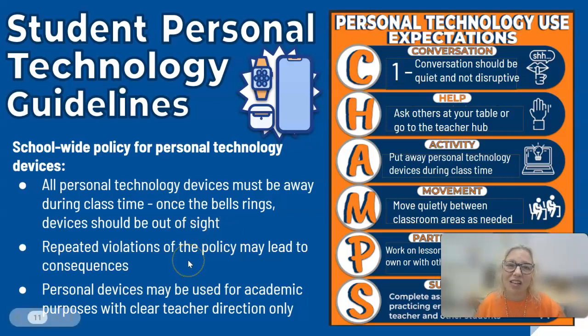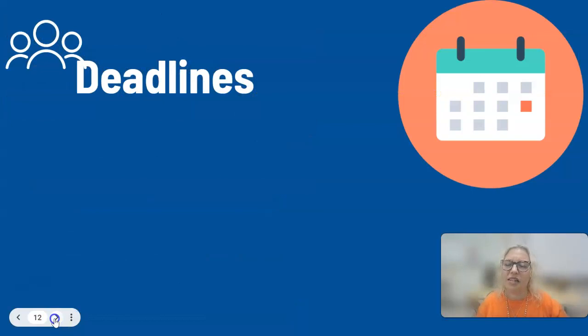Repeated violations, if you've got your personal device out, are going to lead to consequences, and eventually it'll mean that your personal device is going to be taken away while at school, and nobody wants that to happen. So let's just keep them out of sight, out of hearing when we're in the classroom. Once in a while, you'll be able to use it for academic purposes, but you first have to talk to your teacher about that. All right, deadlines in the classroom.